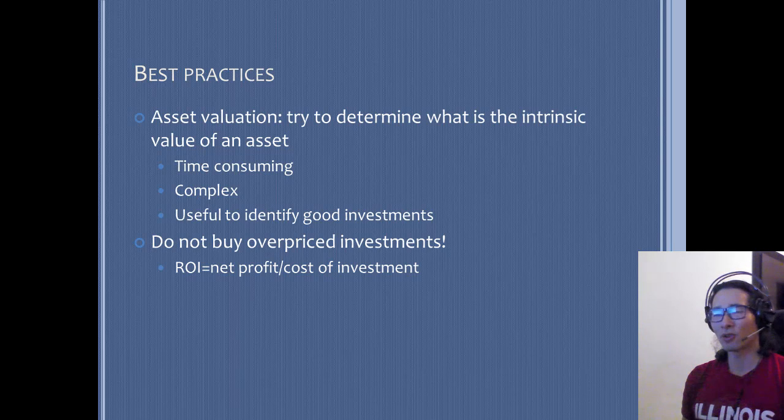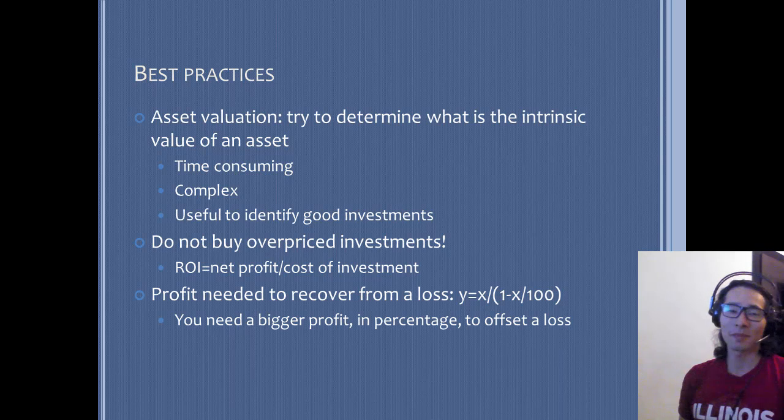So no matter how good an investment seems to be, make sure you're not overpaying for it. Wait for the right time and try to buy it when the market price is close to the intrinsic price or after some sharp price drop. What's the best way to make money, guys? Not losing money. Yeah, right.